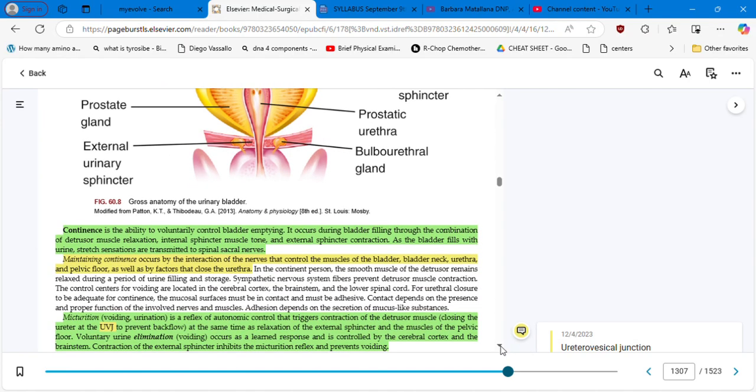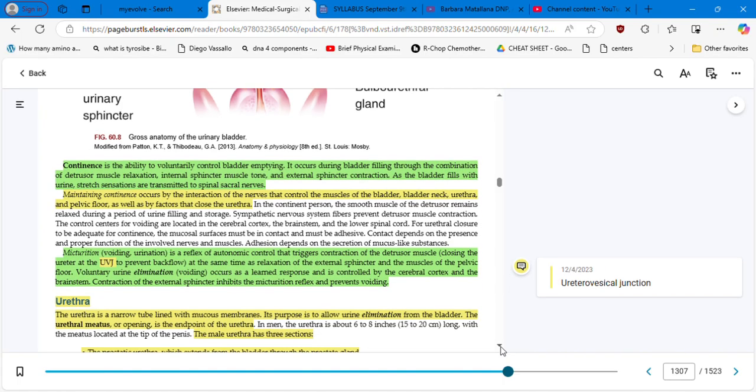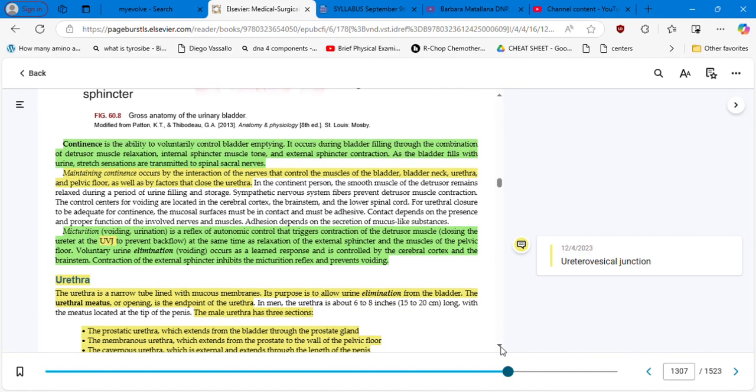Another concept that I want you to remember is continence, the ability to voluntarily control bladder emptying. It occurs during bladder filling through the combination of detrusor muscle relaxation, internal sphincter muscle tone, and external sphincter contraction. Continence is the ability to voluntarily control bladder emptying, period. As the bladder fills with urine, stretch sensations are transmitted to the spinal sacral nerves. That's important also. Maintaining continence occurs by the interaction of the nerves that control the muscles of the bladder.